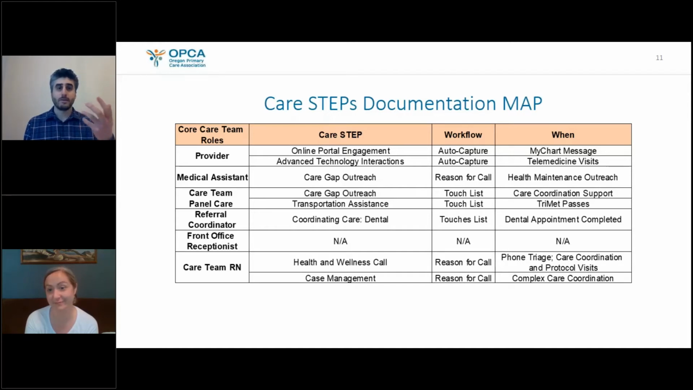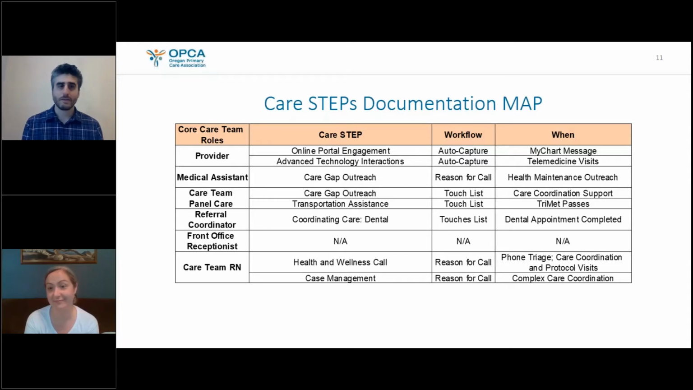They can also help the patient with transportation assistance if they're having difficulty getting to their appointment or to any other appointment within the health system. Transportation assistance could also be provided by a referral coordinator. But for this activity, I just wanted to highlight how they help with coordinating care outside of the clinic. So dental is another service that we provide at Virginia Garcia. So our referral coordinators are also always helping patients in accessing dental care as well. So that's a care step they provide quite regularly.